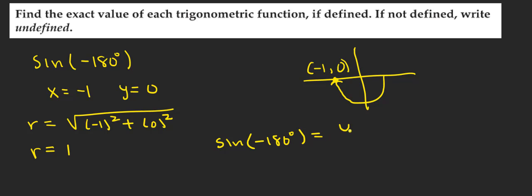Now what is the definition of sine of negative 180 degrees? It's going to be y over r. And what is our y? 0, and r is 1. Therefore 0 over 1 is 0. And we can conclude that sine of negative 180 degrees is 0.